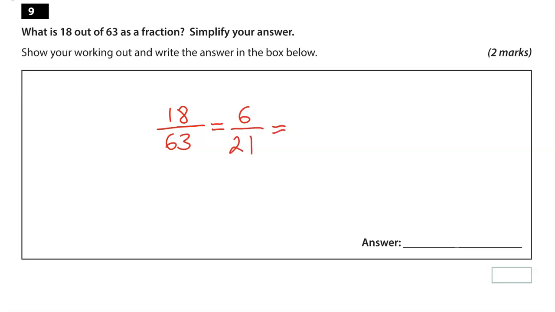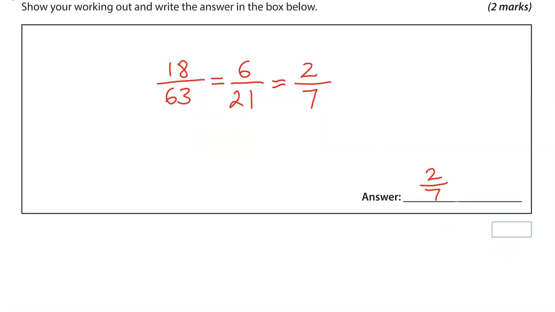Can we go any further? Can we divide by 3 again? Yes. So 6 divided by 3 gives us 2. 21 divided by 3 gives us 7. So 2 7ths is the answer because we can't go any further.